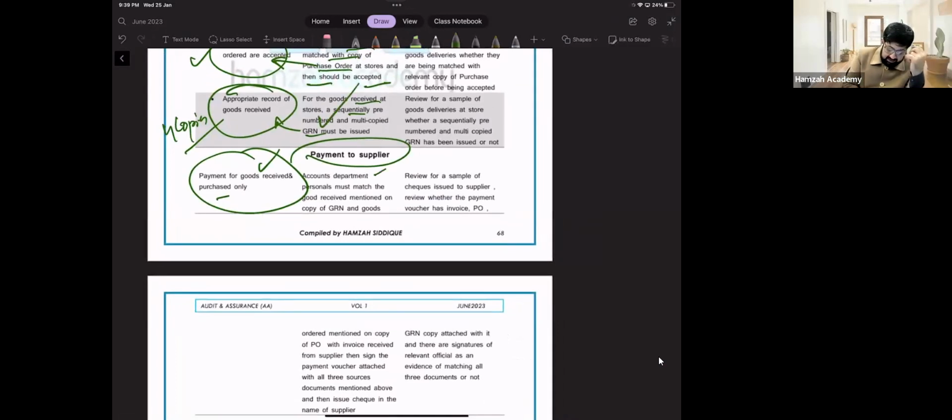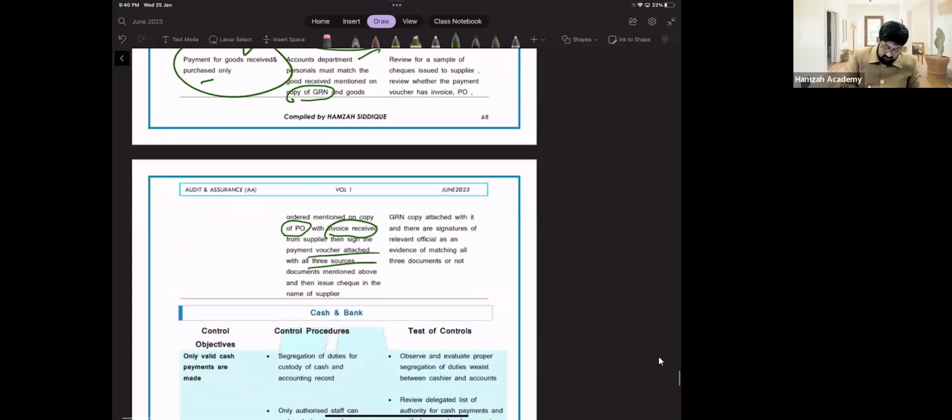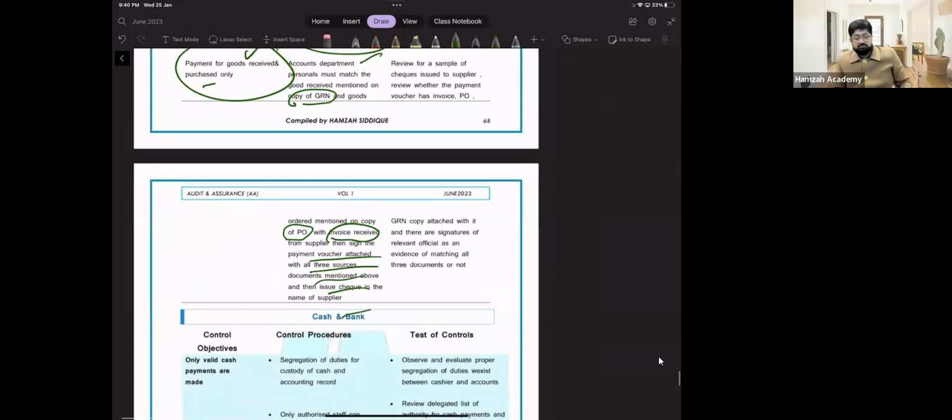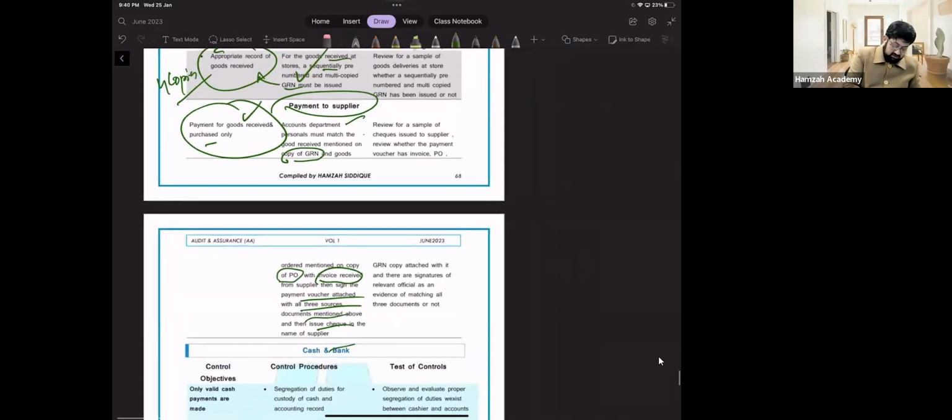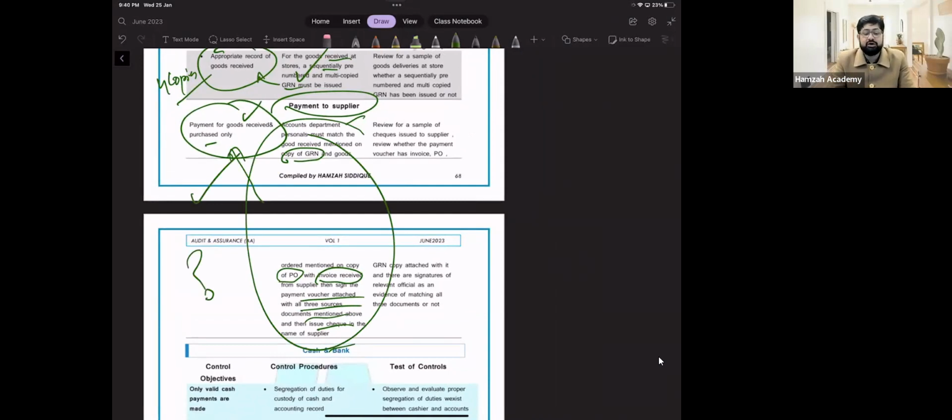So accounts department person must match GRN, copy of purchase order, with invoice. The supplier has sent the invoice. 3 documents. Invoice, what was ordered, what was received. 3 things. Match. And then payment voucher is signed. And then check is issued. Students, tell me, is it clear so far? Anyone, any question?